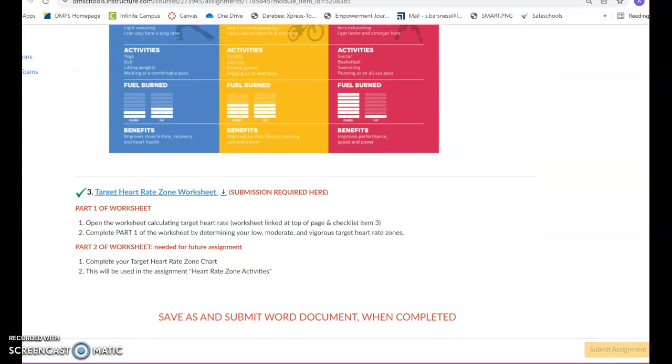The third part, of course, is the worksheet. You can see part one is you're going to open the worksheet calculating target heart rate. The worksheet is linked at the top or right here for number 3, and you're going to complete part 1 of that worksheet by determining your low, moderate, and vigorous target heart rate zones. The second part is needed for a future assignment. So you're going to complete your target heart rate zone chart, and then you will be using that part for an assignment called heart rate zone activities.